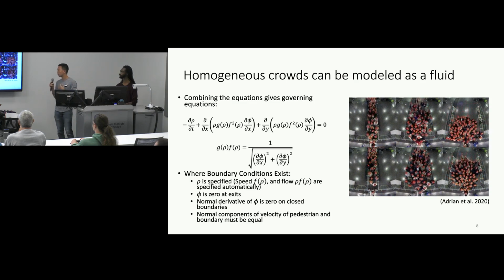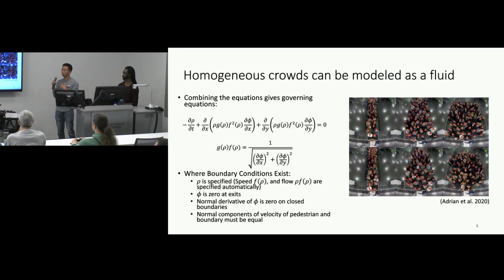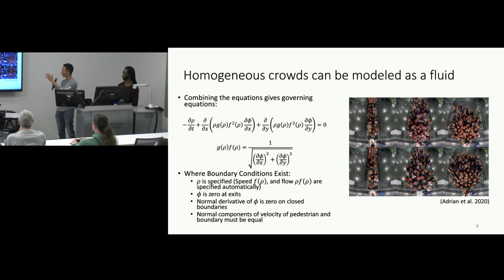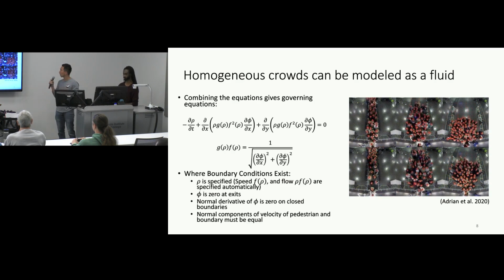And the normal derivative of the potential is actually 0 on the closed boundaries. The normal components of the velocity of the pedestrian and the boundary, if the boundary is moving, must be equal, kind of like if there's a slow car moving along. It's almost like a no-slip condition.